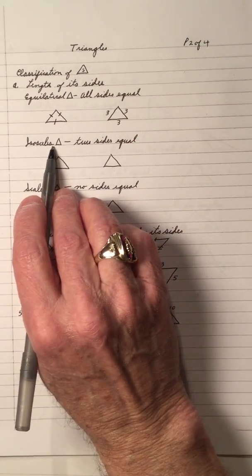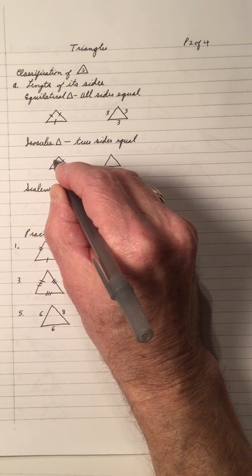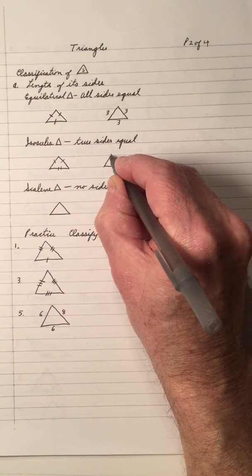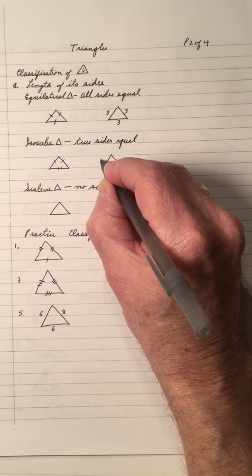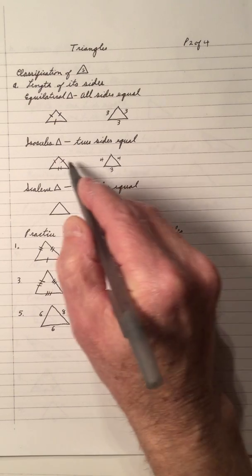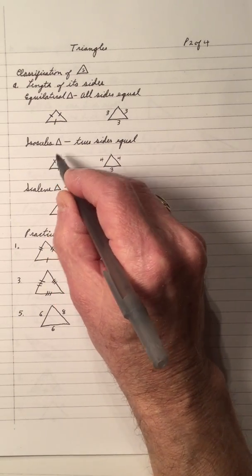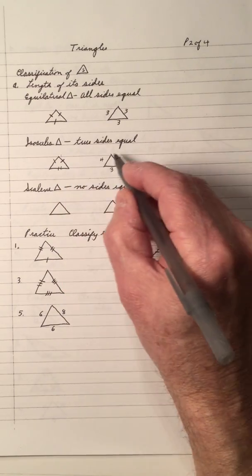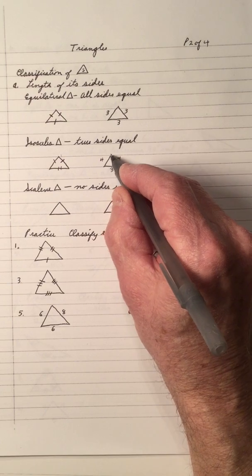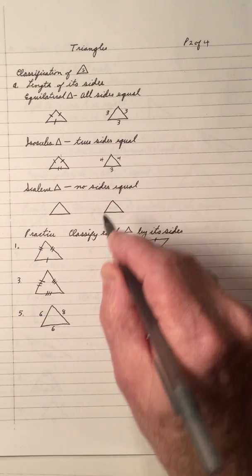An isosceles triangle has two sides equal. So I can have that one equal to that one, and this one is marked different. Or I can mark this one with a 4 and a 4, and mark this one with a 3. So there's two sides equal. Note, the strokes indicate the sides that are equal: 1, 2. That one is not equal to those. And those two are equal, 4, 4. And that's 3, so only two sides are equal.